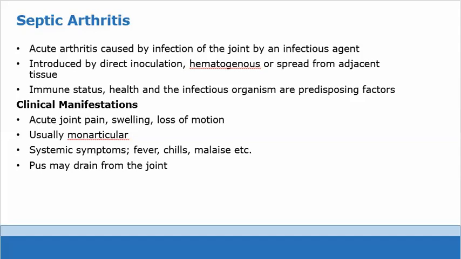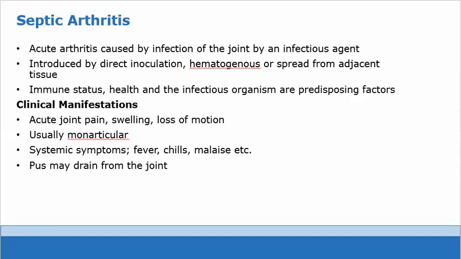Usually introduced by direct inoculation, but it can come from blood, or it can spread from adjacent tissues. So say there was an osteomyelitis in the bone and the abscess actually moves into the joint space, it can turn into a septic arthritis from there. If there's an infection in the muscle near the surface, or even a skin infection, it can go deep and end up in the joint. So that's a spread from adjacent tissue. Generally speaking, it's puncture wounds, though. Again, it depends on the immune status and the health of the person infected, what infectious organism it is, and how virulent it is.